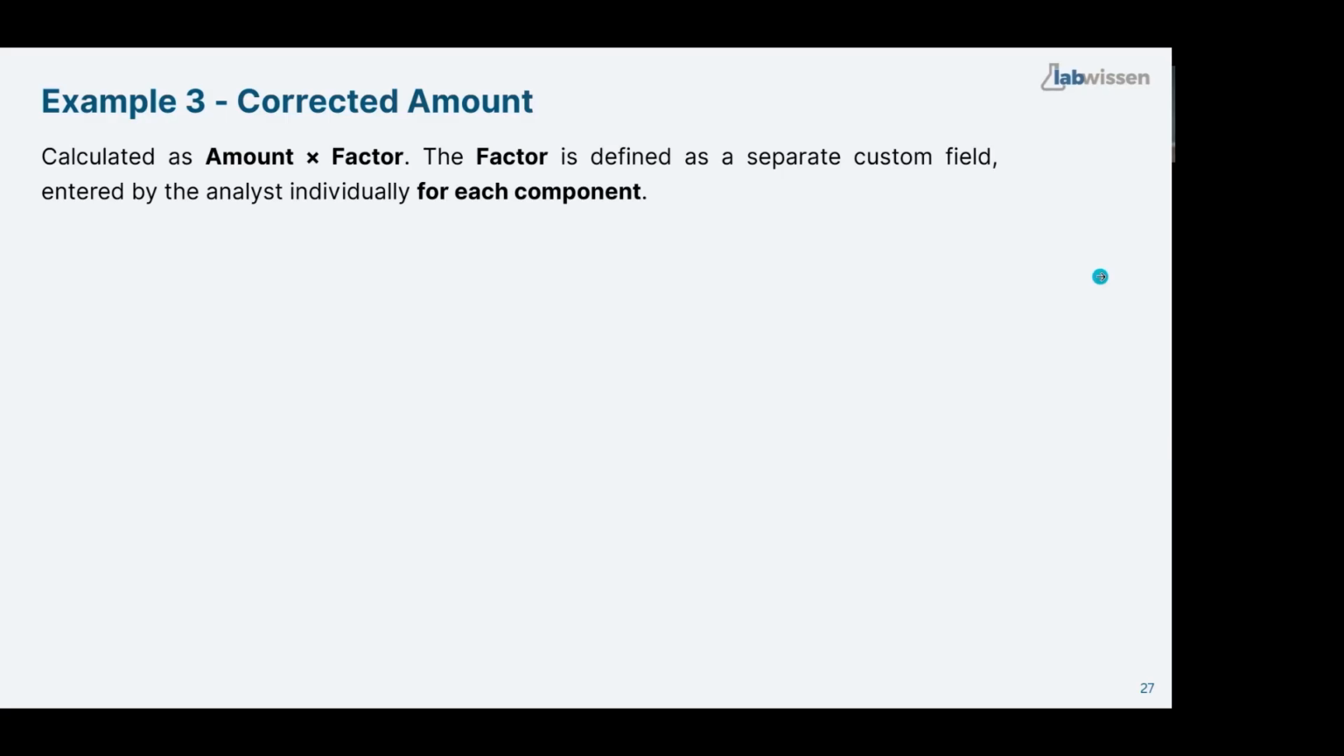Great. So now example number 3, corrected amount. I want to calculate amount multiplied by a factor. And the factor is defined as a separate custom field entered by the analyst individually for each component. So please now think what the field type and the data type will be. And a note here, we have two custom fields, one for the factor and one for the calculation itself.